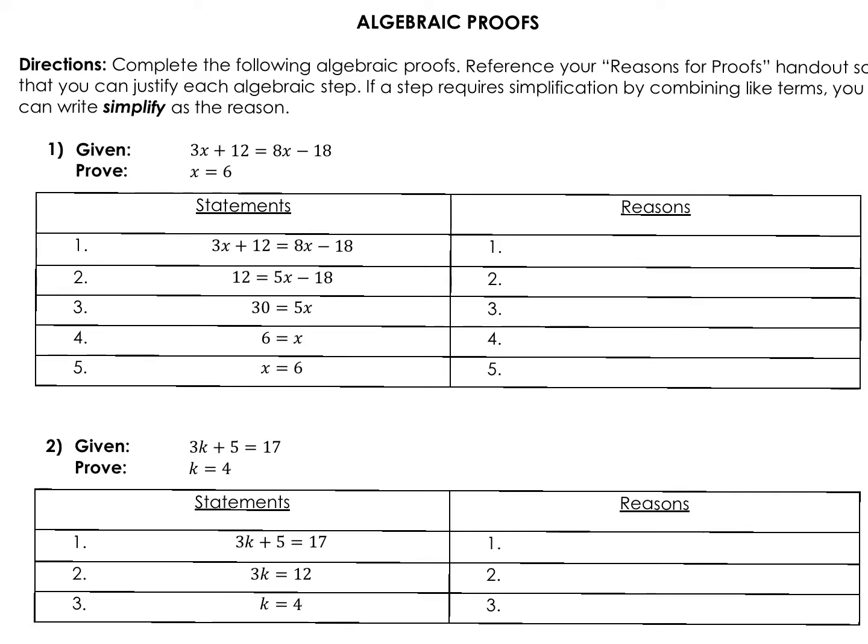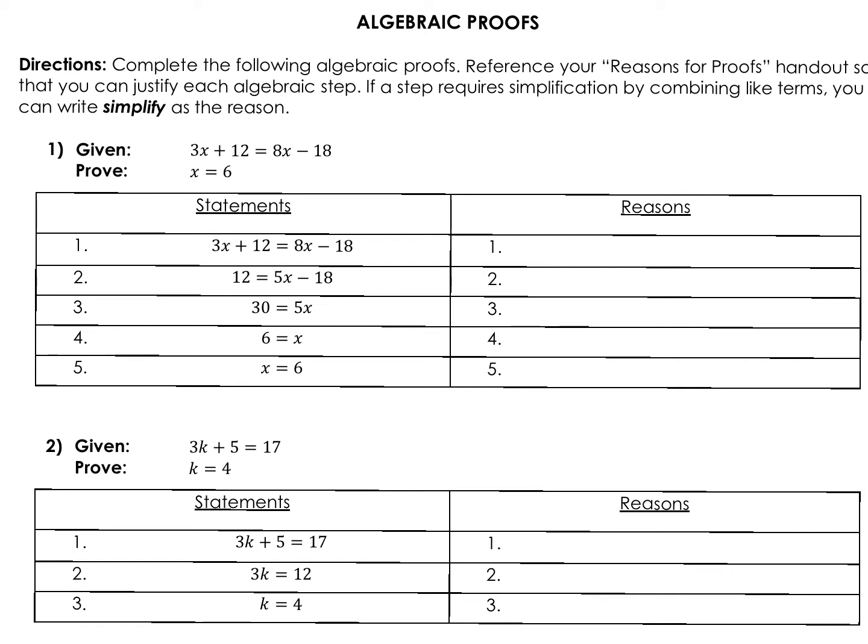Today we're going to really start to delve into proofs, and we're going to start off with the easier proofs today, and these proofs are going to be our algebraic proofs. So if you go to your reasons for proofs reference sheets and look underneath the properties column, most of your reasons for your algebraic proofs are going to be underneath the properties column of that reference sheet.